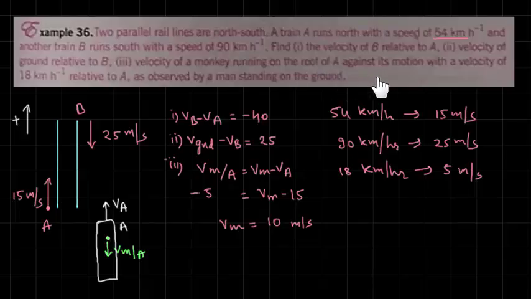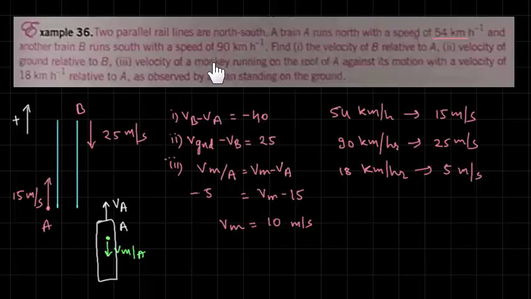Velocity of a monkey running on the roof of A against its motion. So A is moving this way, so this is the train A. A is moving up with 15 meter per second, and the monkey on the top of it is running against, that means trying to run to the south, against its motion with velocity of 18 km per hour, which is 5 meter per second. So it's running 5 meter per second with respect to the roof of A, as observed by a man standing.